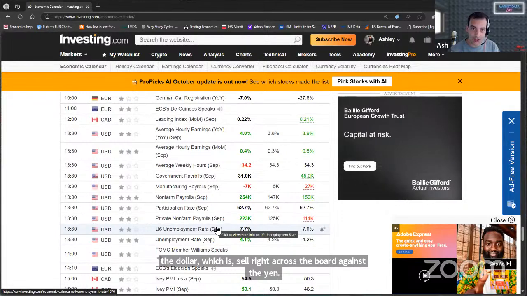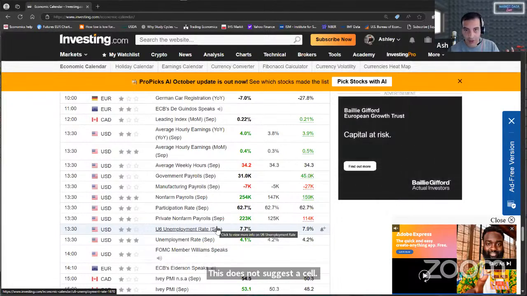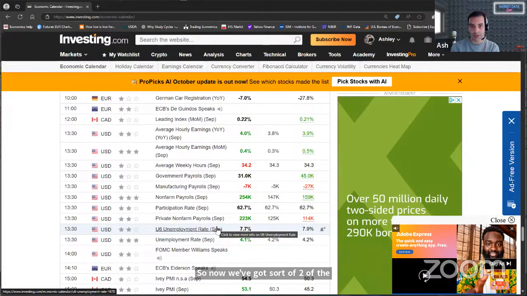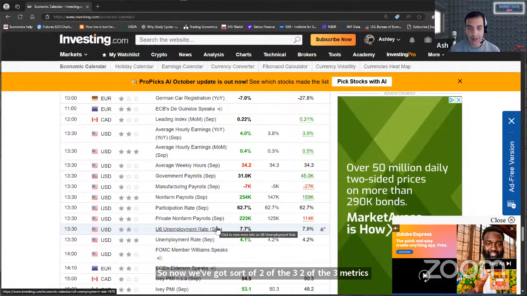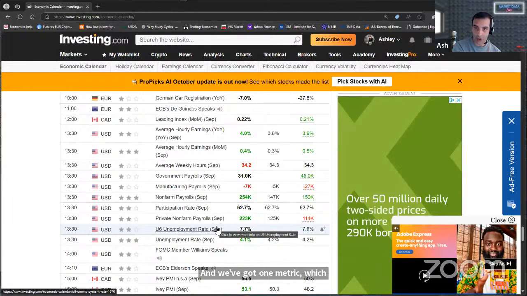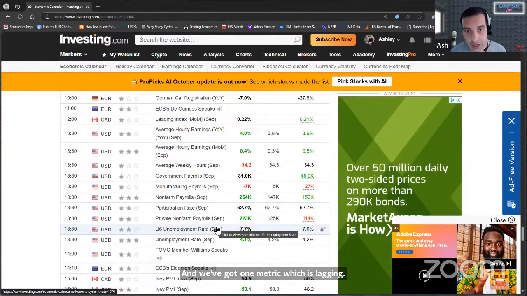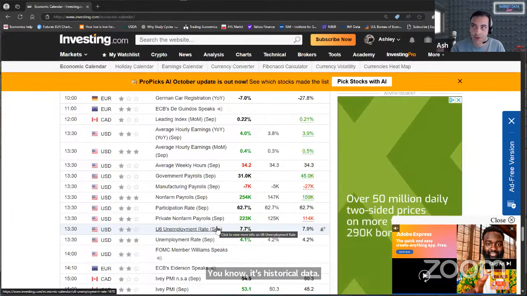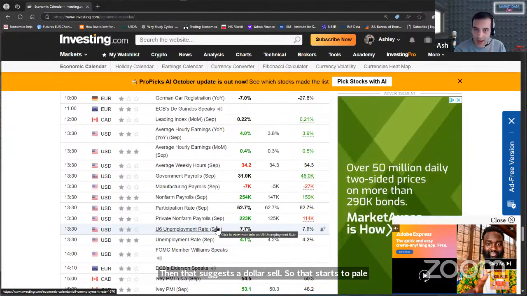COT data does not suggest a sell. So now we've got two of the three metrics that we look at, the fundamentals and COT data, suggesting dollar buy, and we've got one metric which is lagging, historical data, that suggests a dollar sell. So that starts to push the seasonals a bit more into the background.